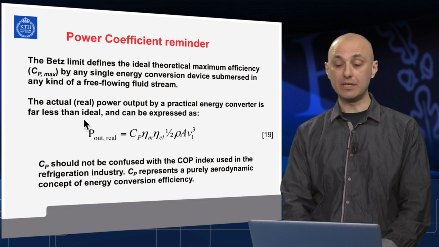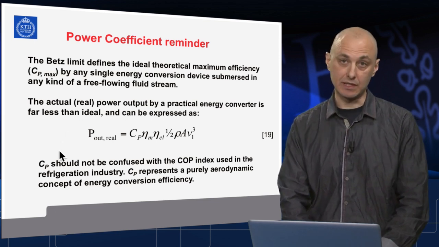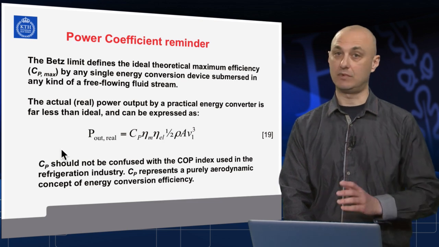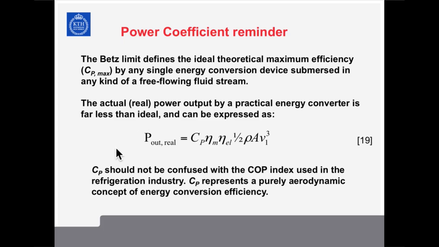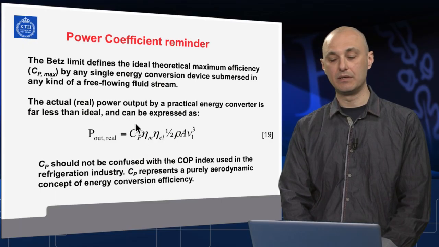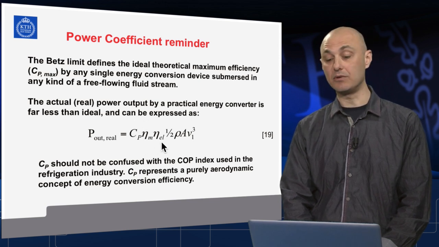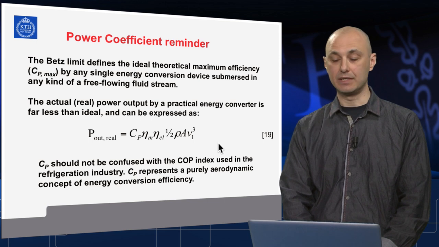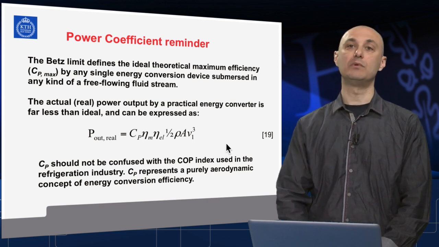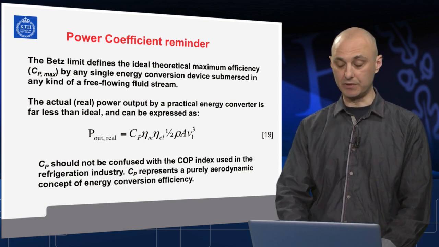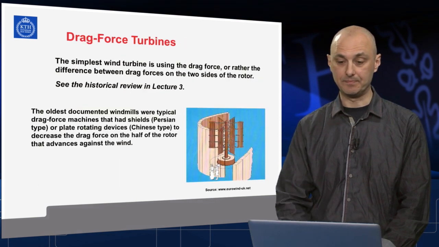The actual real power output by any practical energy conversion device, however it looks like, would be expressed by such kind of an equation, representing the available energy in the fluid with all kinds of losses or inefficiencies, whether aerodynamic, hidden behind the CP, the power coefficient, or mechanical or electrical losses, or so on. The CP should not be confused with the coefficient of performance commonly used in the refrigeration industry.